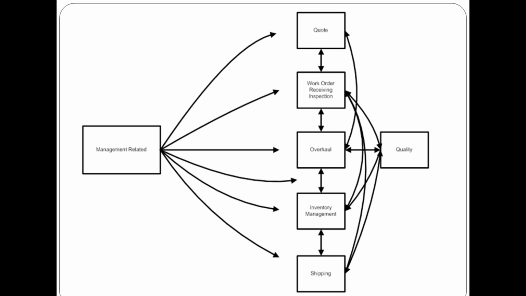This particular company, their IOP is a little bit busier. Over here we have 6 core activities. You'll note the unique nature of the names that are called out here. We have quoting, work order receiving inspection, overhaul, inventory management. These are not your typical processes. And then over here on the left we have this item that's simply referred to as management related, and we would presume then that these are all of the support activities.